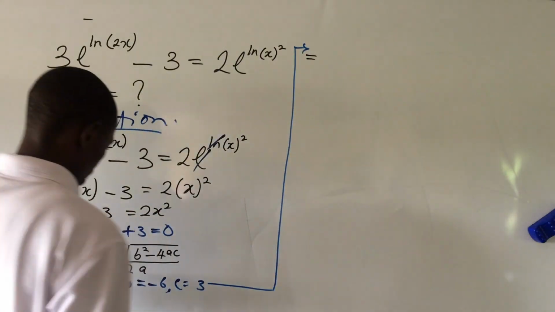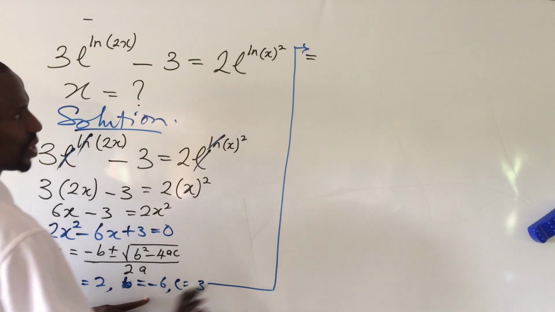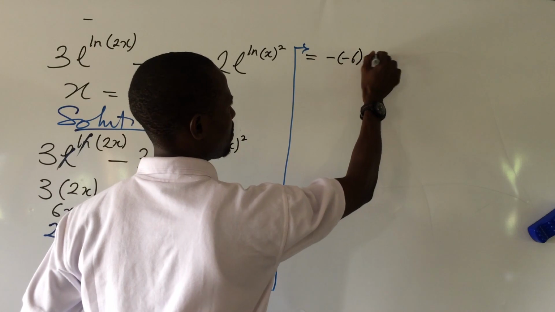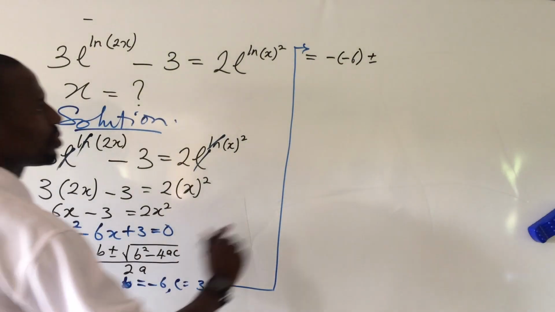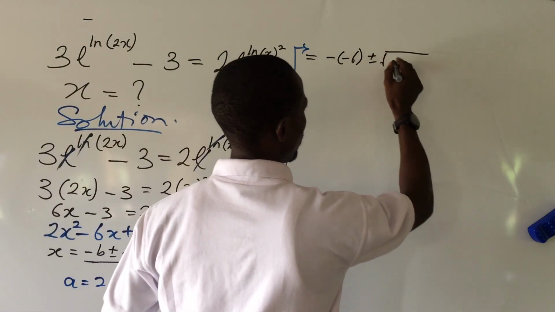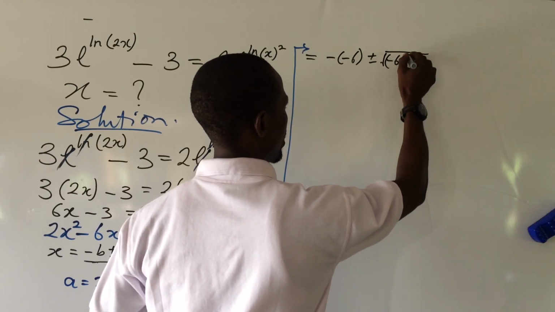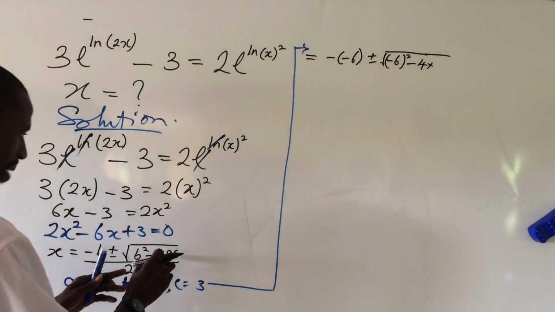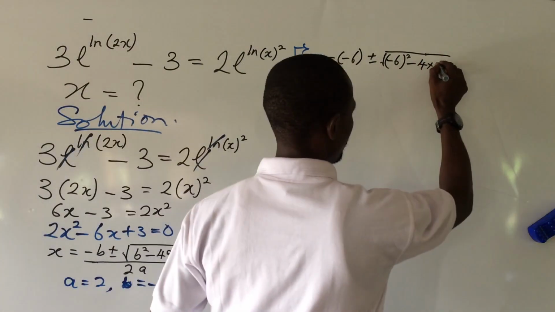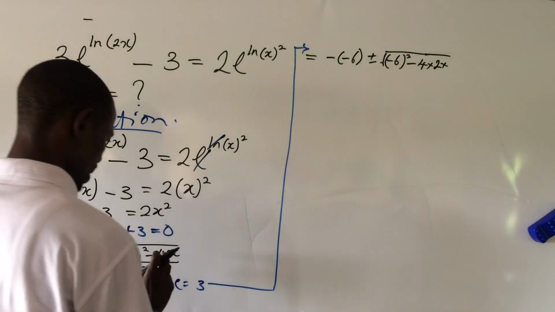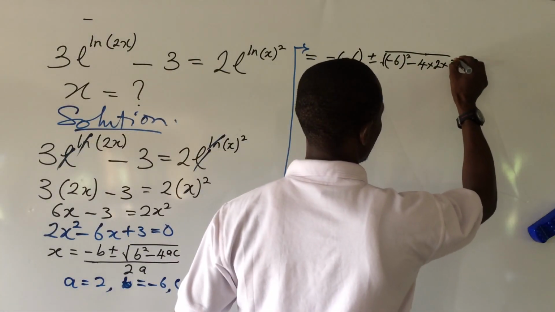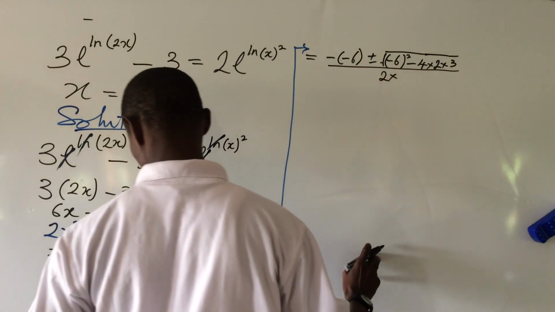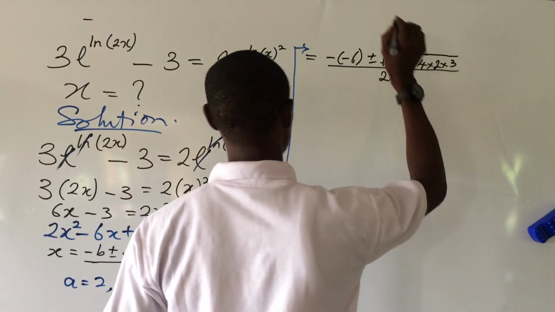So this now implies our b is minus 6. So we're going to have here minus bracket minus 6, close bracket, plus minus the square root of minus 6 all squared, minus 4 times our a, which is 2, so times 2 times, and our c is 3, times 3. All over 2 times a again, which is 2.